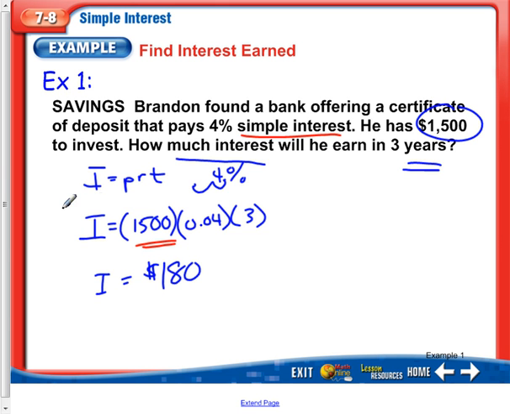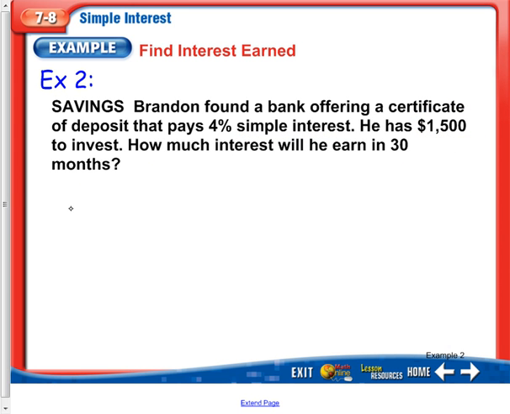It's just this formula here, I equals PRT, we need to be able to use. Okay, for example 2, Brandon found a bank offering a certificate of deposit that pays 4% simple interest. He has $1,500 to invest. So this sounds very similar, but there's a slight change at the end. How much interest will he earn in 30 months?